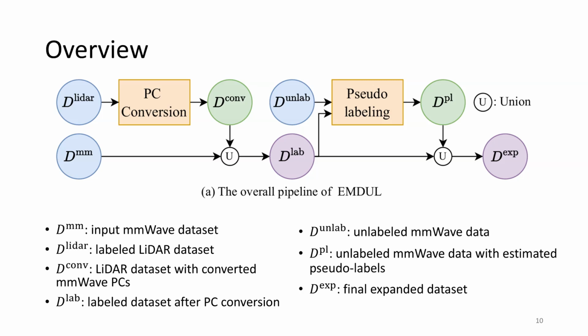The LiDAR point clouds are converted into mmWave-style point clouds, forming a converted dataset. Then, the original labeled mmWave data and the converted data are combined to train a pseudo-label estimator. This estimator annotates the unlabeled mmWave data. Finally, the original labeled data, converted LiDAR data, and pseudo-labeled mmWave data are merged into the final expanded training dataset.